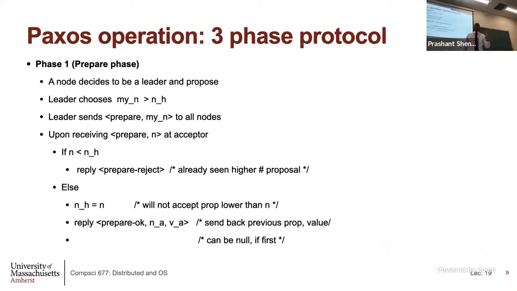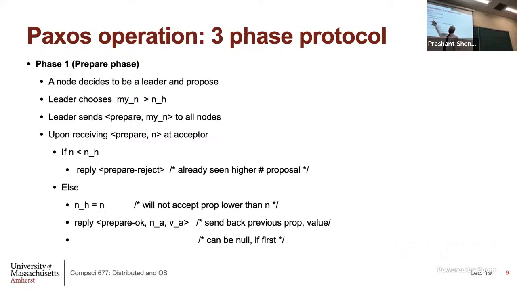The first phase is called the prepare phase. This is where you're asking everyone to vote. First, a node is going to decide to be a leader, and then it's going to propose a value. The node is going to first pick a round number that's greater than whatever it has seen. It has to pick a new round number, because you could be a new leader and the Paxos may already be in progress. If it is the first one, you'll start with round 1. But if there are already some rounds and this is a new leader, you have to pick a new round.